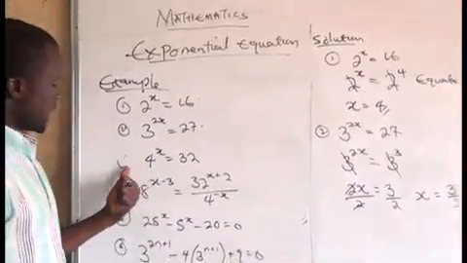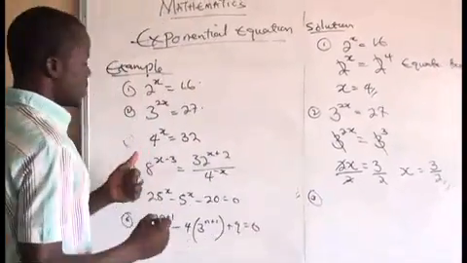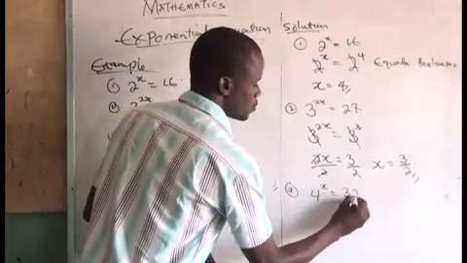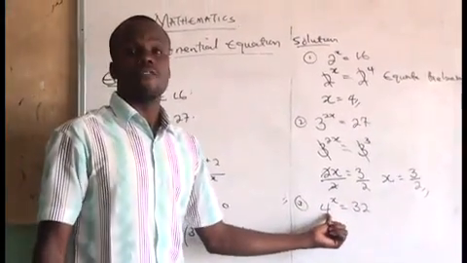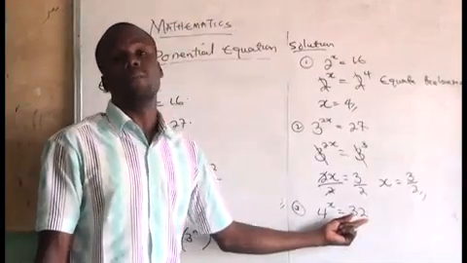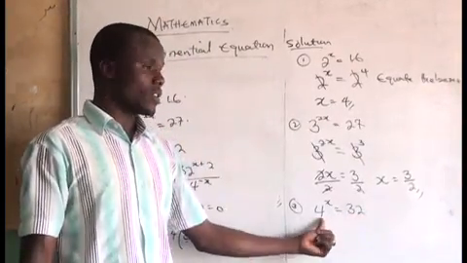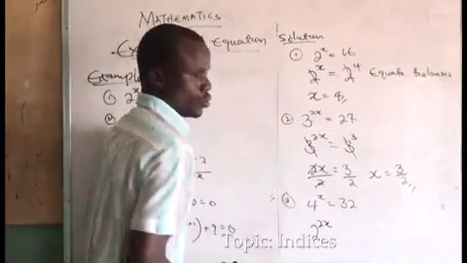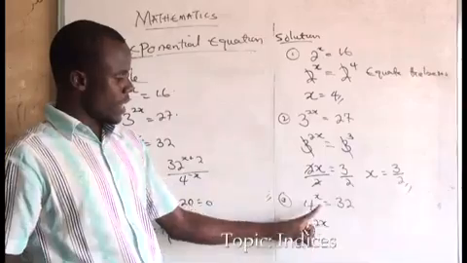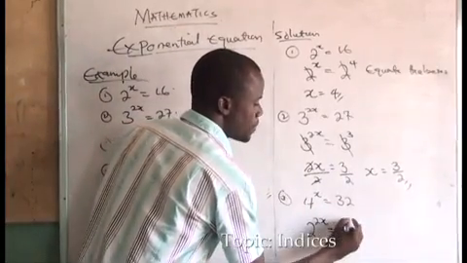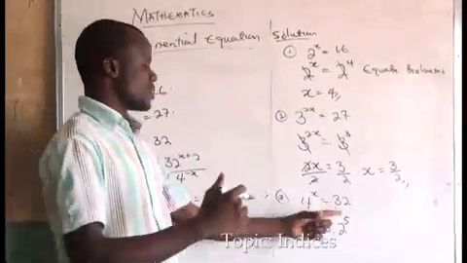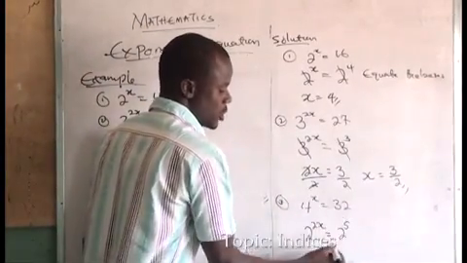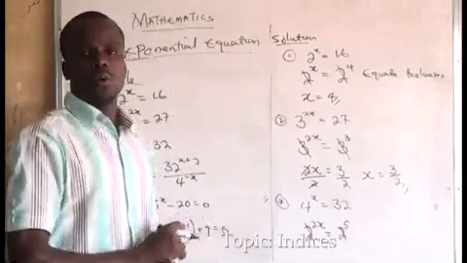Then we take number 3. Here we have 4 to the power of x equals 32. In this one, we cannot take 4 as it is, because we cannot make 32 the same base as 4. So we break the 4. That is 2 to the power of 2, which is 4, then we have the power of x. This equals 2 to the power of 5, because 2 to the power of 5 is 32. 2 times 2 times 2 times 2 times 2 is 32.